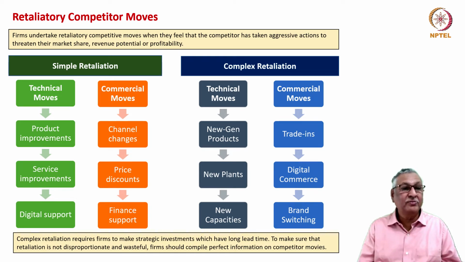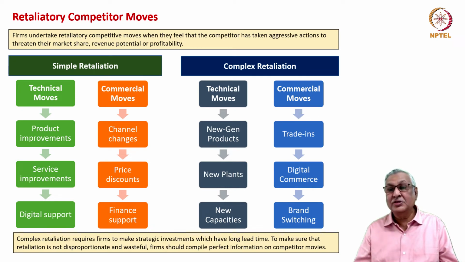One, simple retaliation framework, and the other, complex retaliation framework. And within that, you can have technical moves or commercial moves. Now, what are the simple retaliatory moves? You can make product improvements, you can make service improvements, you can enhance the digital support. The commercial moves basically are in terms of channel changes, that is training the dealerships for better service or making some changes in the way the service is offered, the warranty terms, etc. The second commercial move could be price discounts, and the third is finance support. These are all the things which are normally done by any firm on an incremental basis every year.